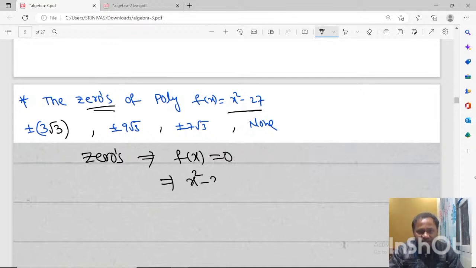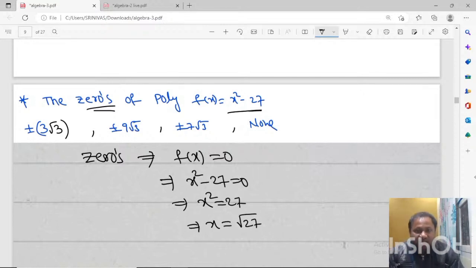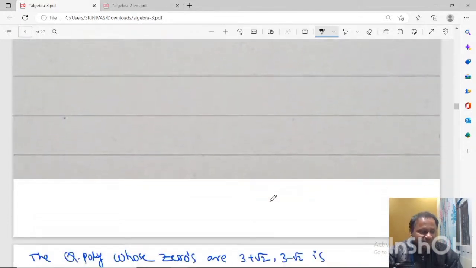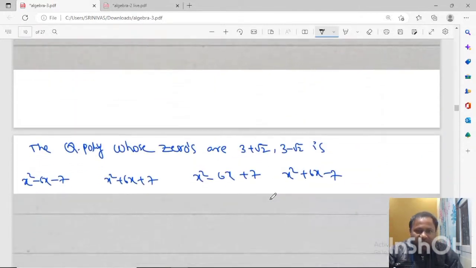X square minus 27 is equal to 0. So, x square is equal to 27. X is equal to √27. So plus or minus we can take. Plus or minus, the answer will be first option, √3. Correct answer, √3 is correct. Okay.